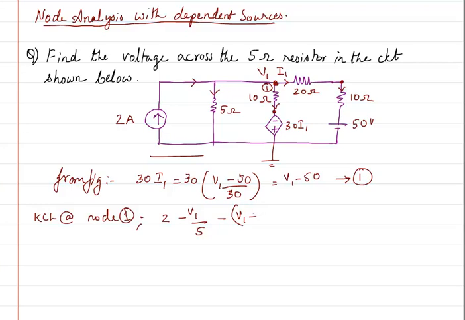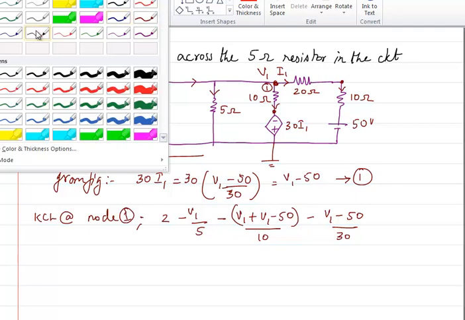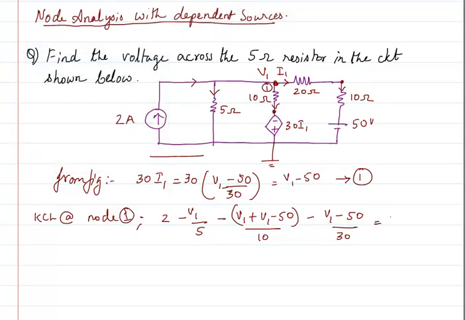So minus and minus will become plus V1 minus 50 divided by the resistance, which is 10 ohms, minus, again it's an outgoing current, so minus, it is V1 higher potential minus 50 divided by 30. I will not write ohms because it's an equation, so I will avoid the units. So now we have this equal to 0. I have to put the bracket here. So this is how the equation is looking like.